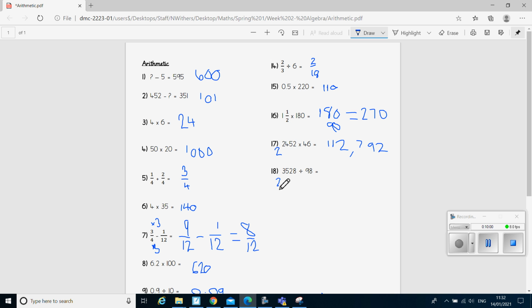And question 18, long division. Again, this would be worth 2 marks on the test, and it would come right at the end of the test, just like it does today. And the answer we were looking for there was 36.